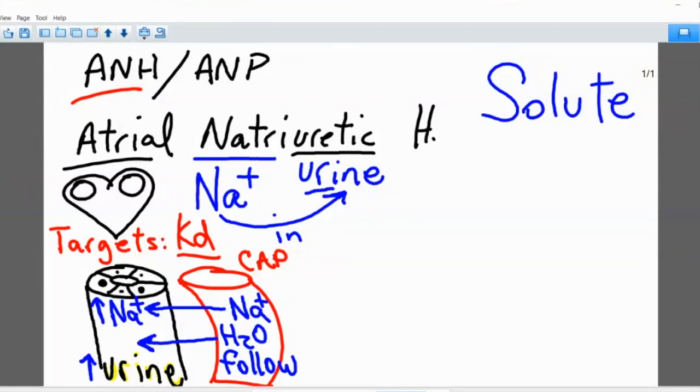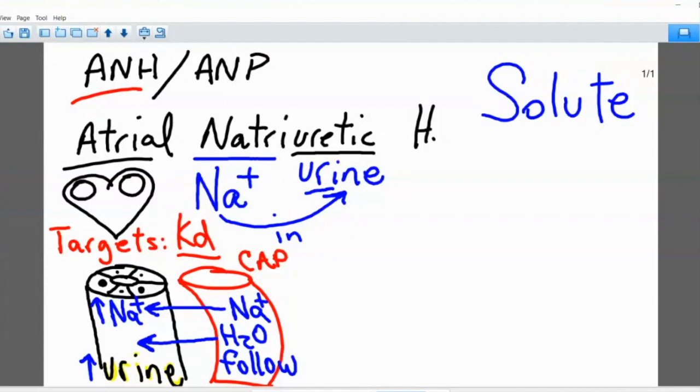So back to this, and I'm going to put some more stuff up there. This hormone, you've got to know the name, not just the letters, because the name tells you everything. Atrial natriuretic hormone. Atria tells us it comes from what organ? The heart. And natriuretic tells us it moves what ion? Sodium, into what fluid? Into the urine. So it moves sodium into the urine. And then our job is to understand that wherever sodium goes, what follows it? Water follows it. So you're producing more urine.